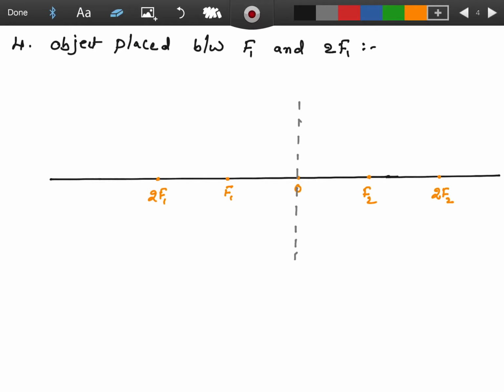Next, object placed in between F1 and 2F1. I am taking approximately 2.5 centimeter as the object height. This is the object placed between F1 and 2F1. See carefully, this is F1, this is 2F1. In between I place the object. Now coming to the ray diagrams, ray rules. First ray I am taking from the object parallel to the principal axis.